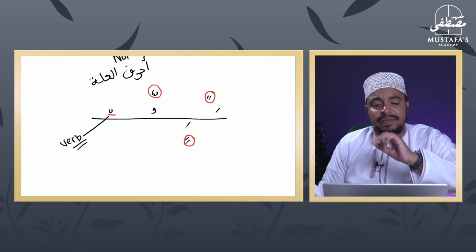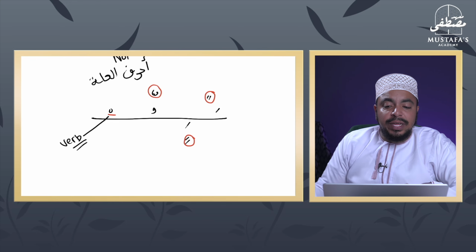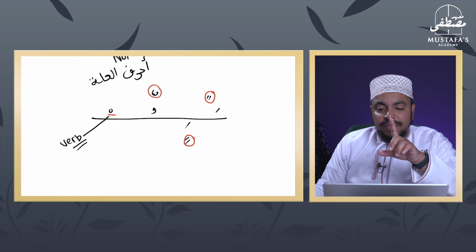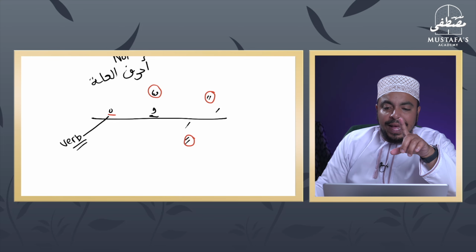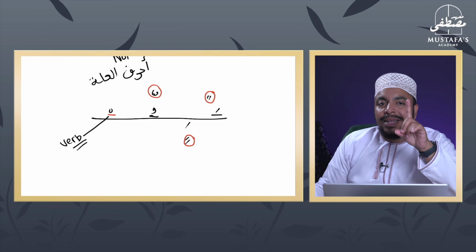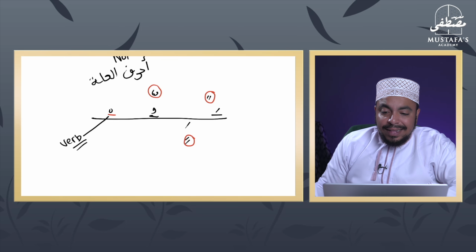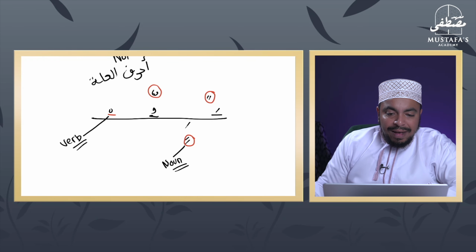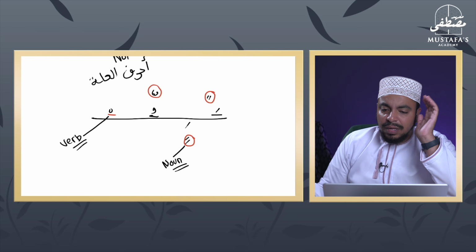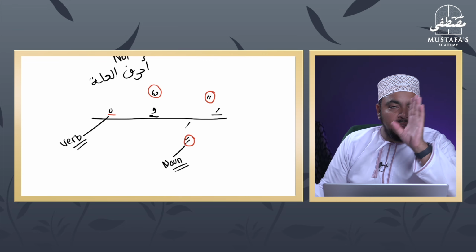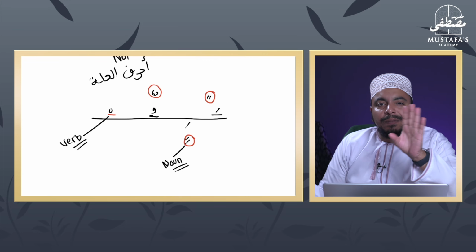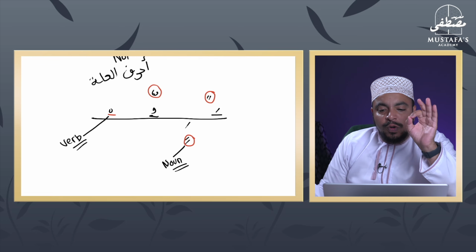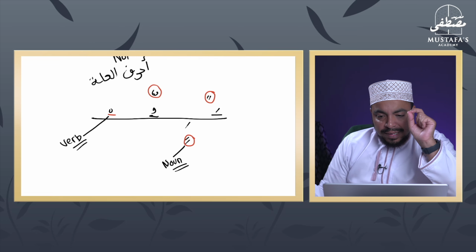If you studied in the previous classes, the dhamma and the fatha work for both nouns and verbs. But the sukoon is specific for the verb alone, and the kasra is only for the noun. So you have the sukoon for the verb only, the kasra for the noun only. The verbs do not accept a kasra at the end. Is that very clear?